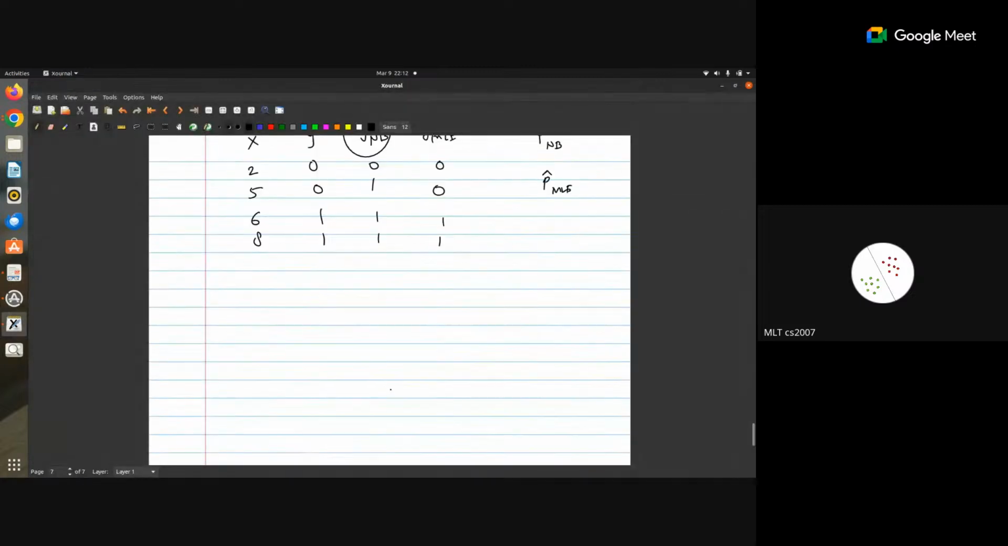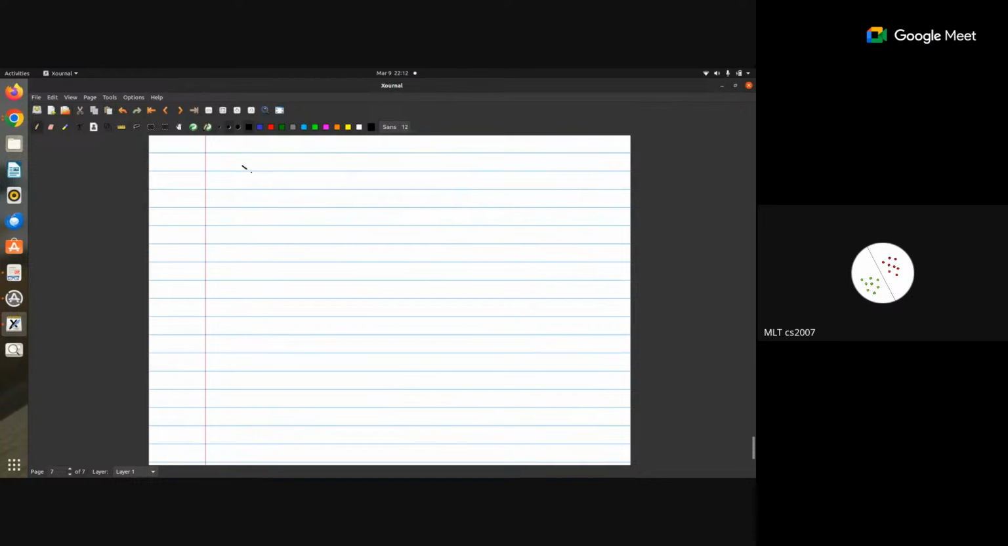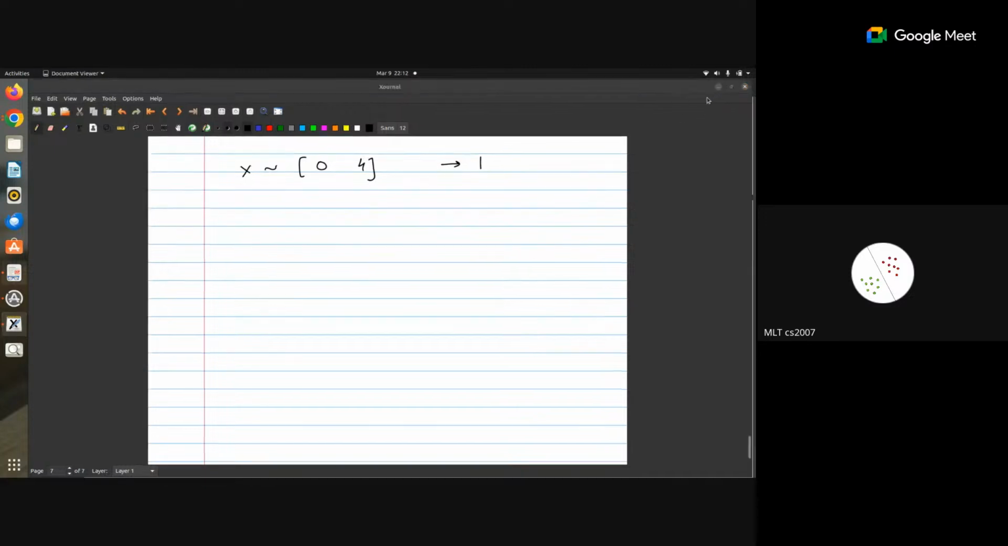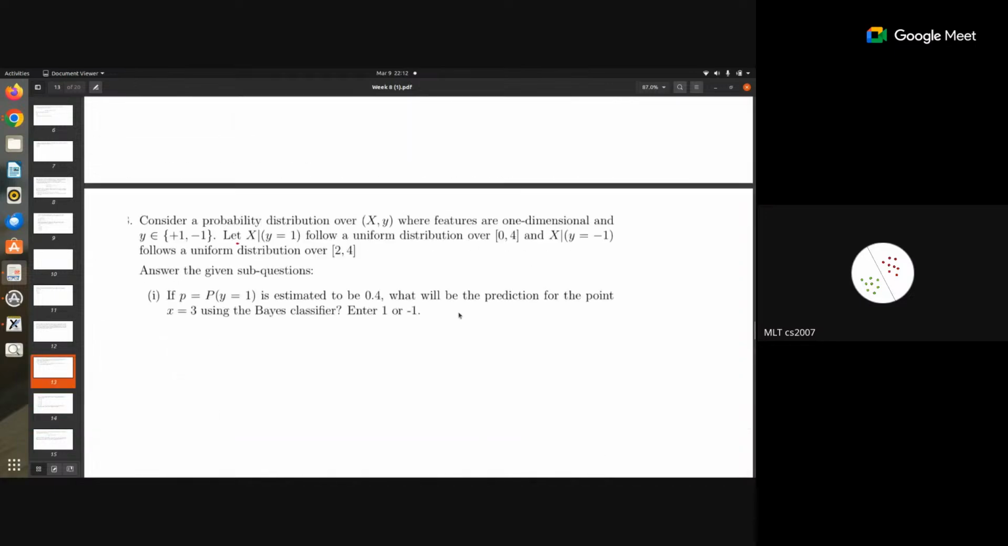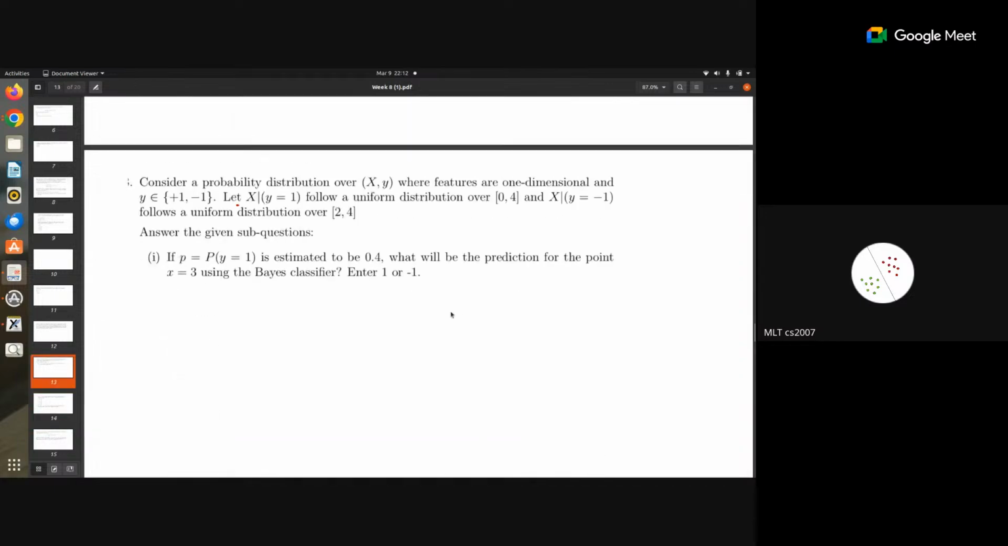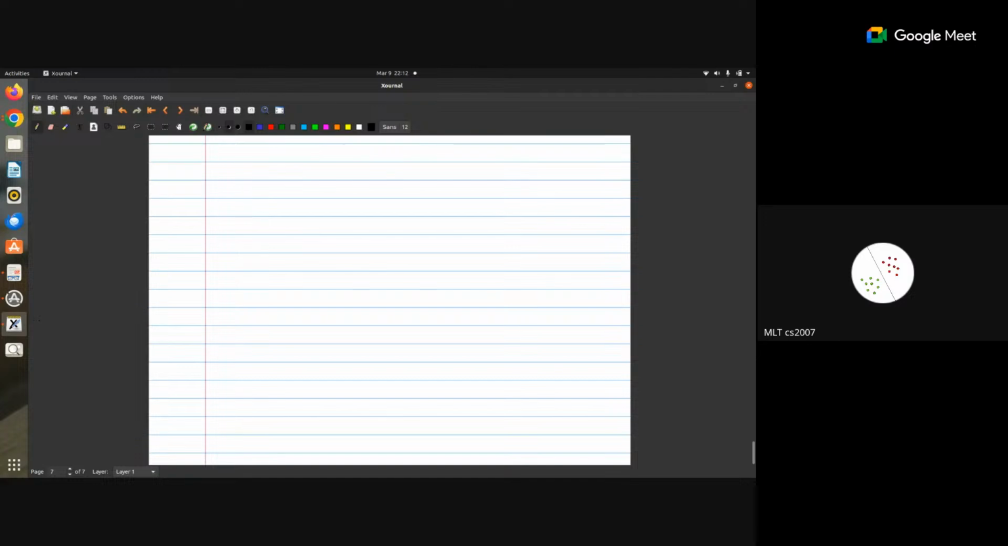Okay, I'll get a sense of it. Let's say you have x between 0 to 4, and the corresponding labels will be plus, right? Is it like that? I'm not sure about this part actually. So let us try to find it out.